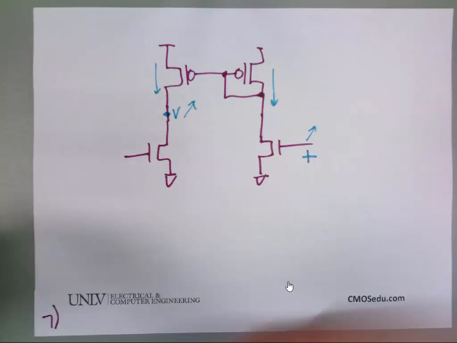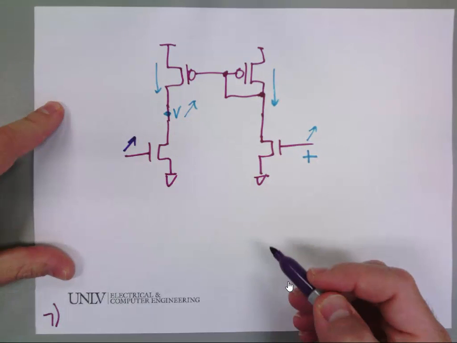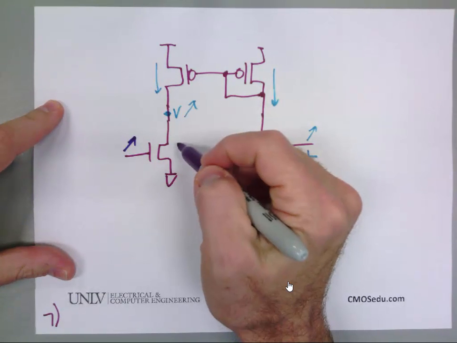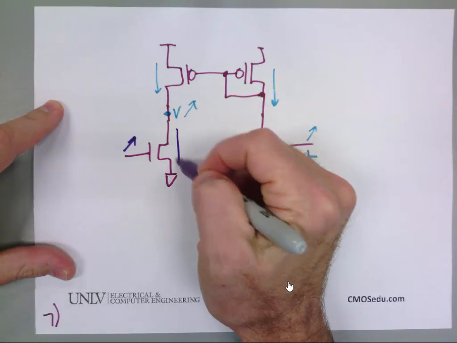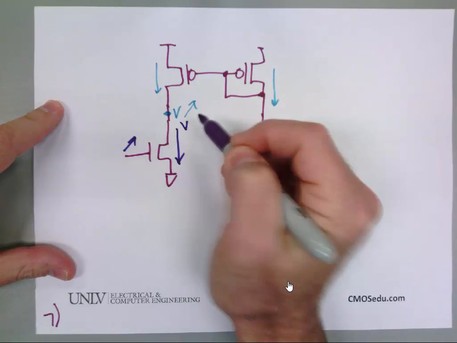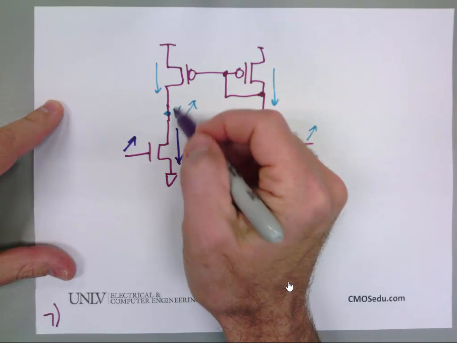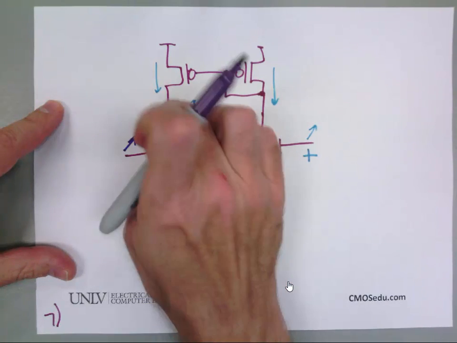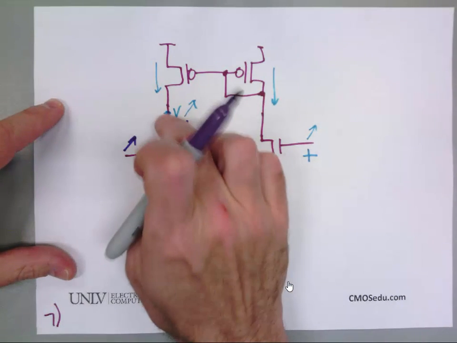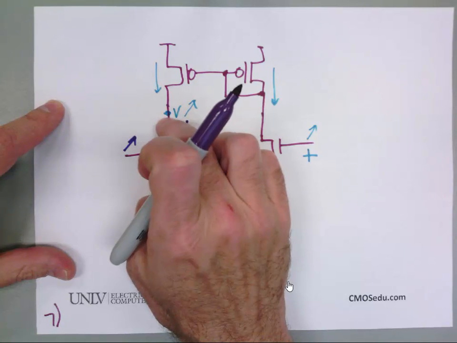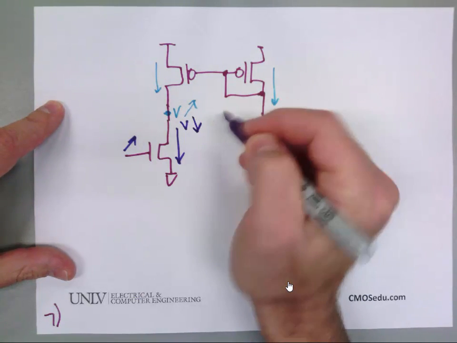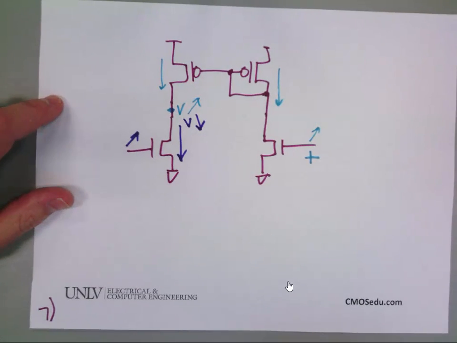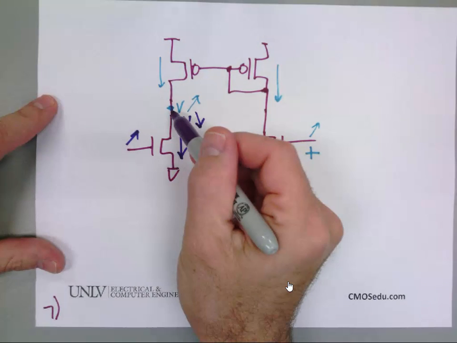What if I raise this voltage? What does it do to the current flowing in here? Pulls more current. What does it do to the voltage here? If I pull more current out of here, what does it do to the pressure? It goes down. If I'm pulling more water through something, it's going to reduce the pressure.